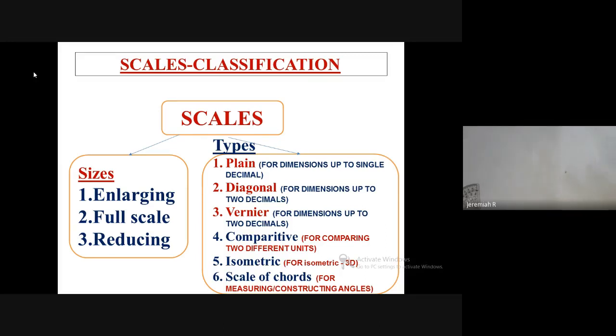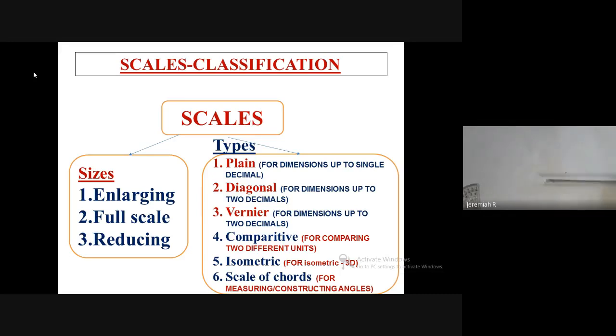The plain scale we can use only for 2 units, but diagonal scale we can use 3 units. Vernier also you can use only 2 units. In a geometry box scale, what are the units we can use? Centimeter and inches. Similarly, plain scale and vernier scale we can use only 2 units, but diagonal scale we can use 3 units. So you have to remember this.